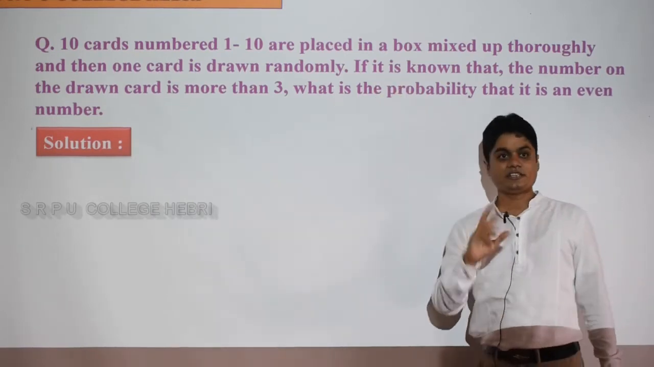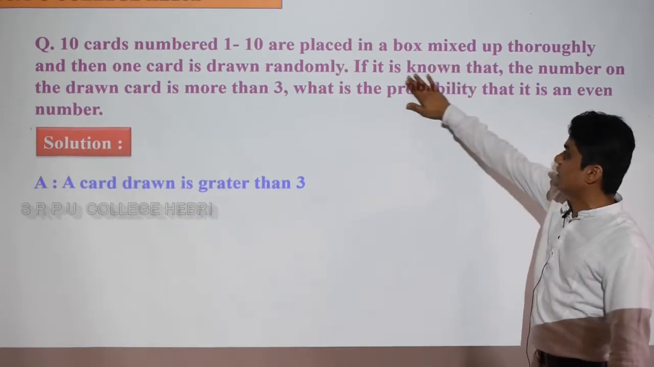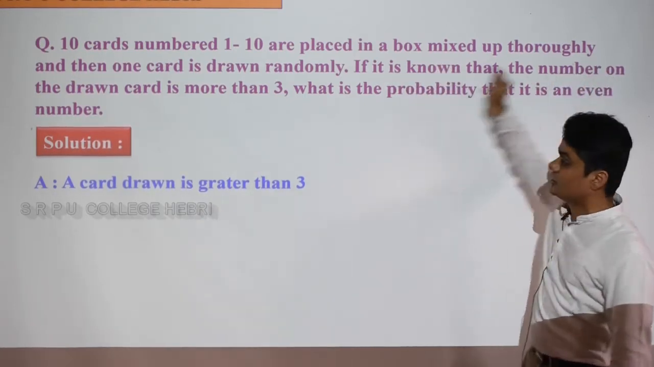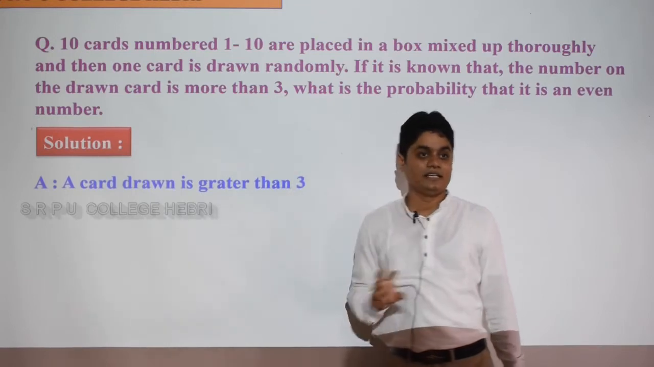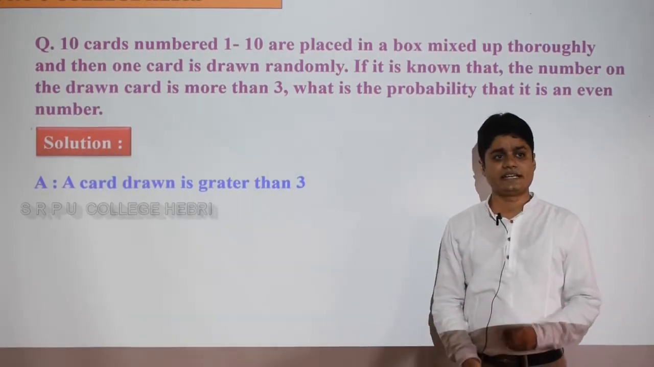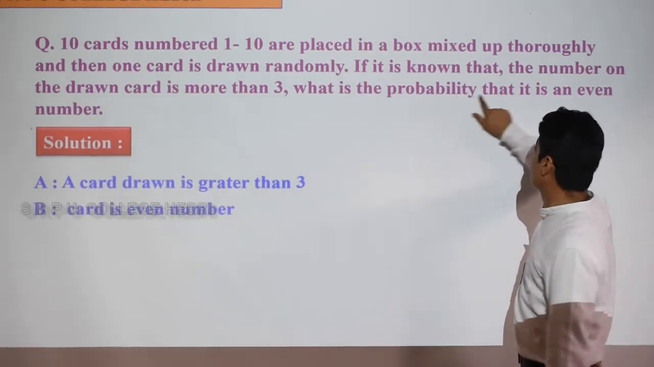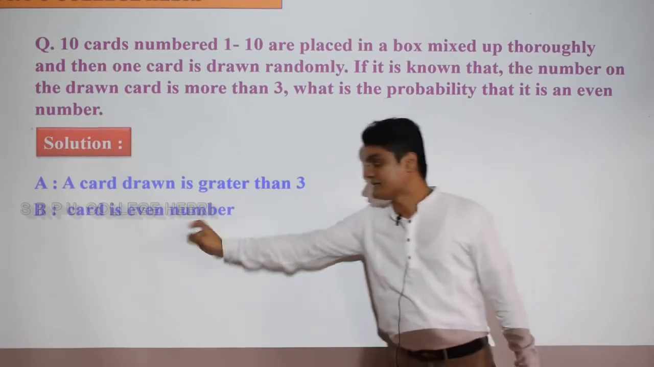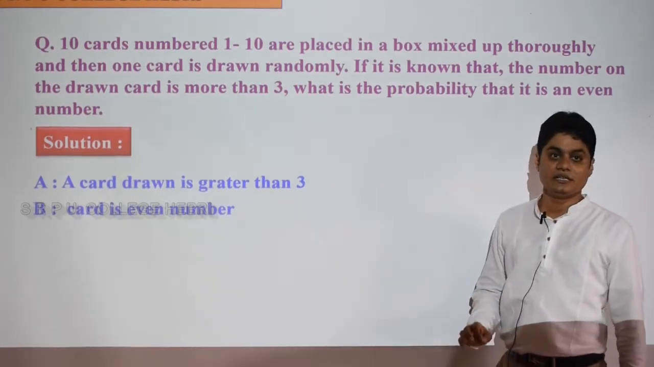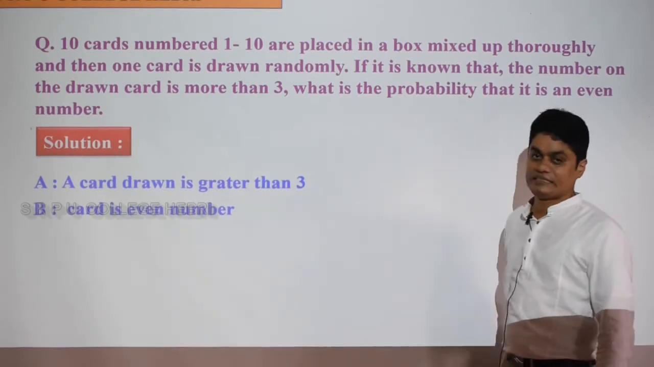Okay, so take the two events as follows. First event: the card drawn is greater than 3, since it is known that the number on the drawn card is more than 3. Let that be A, and the other B. It's not compulsory that you should consider A and B; E and F also you can consider. Second event: the card is an even number.